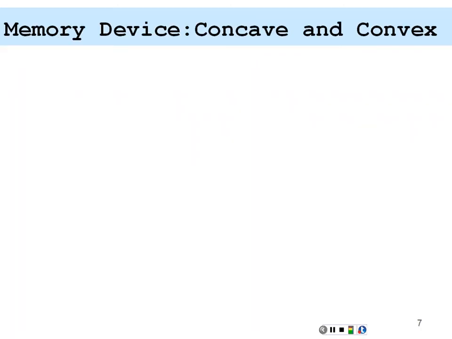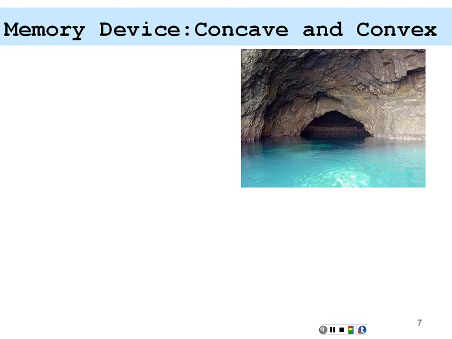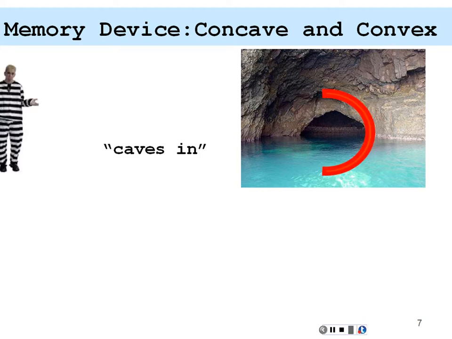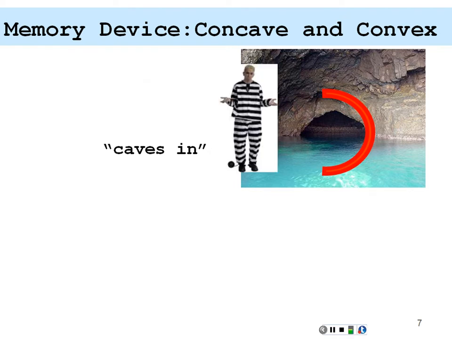Let's say you want to keep this straight. Here's a memory device for concave and convex. Let's say you had a cave, and it has a feature of caving in. So we say it caves in, and that would be concave. Makes sense. So if the mirror caves in, it is concave.